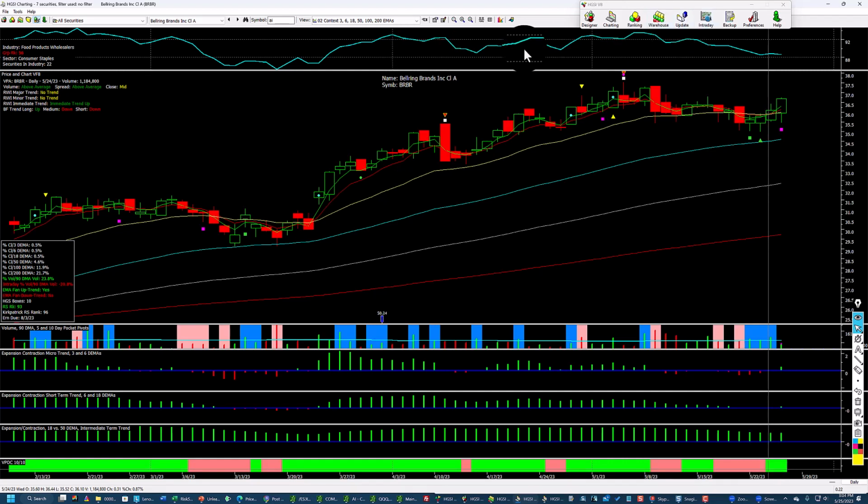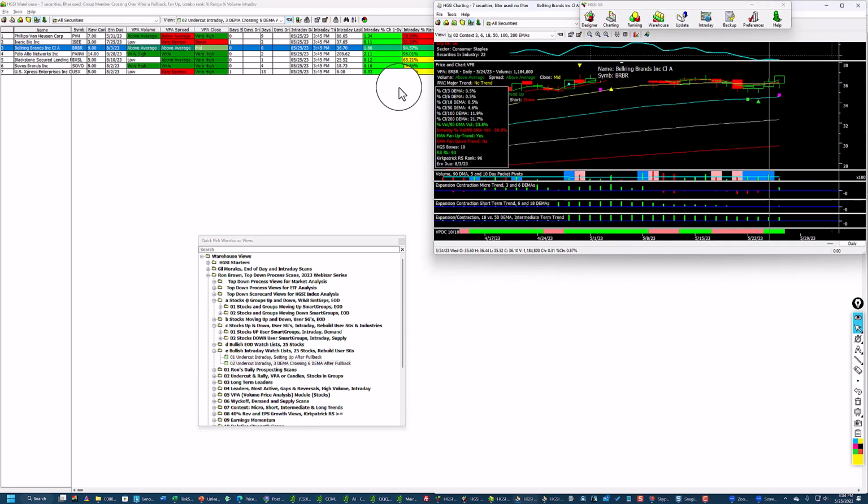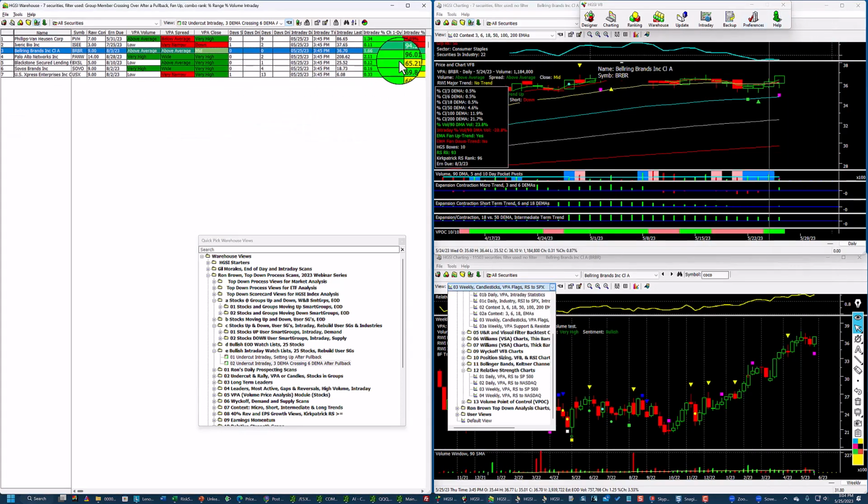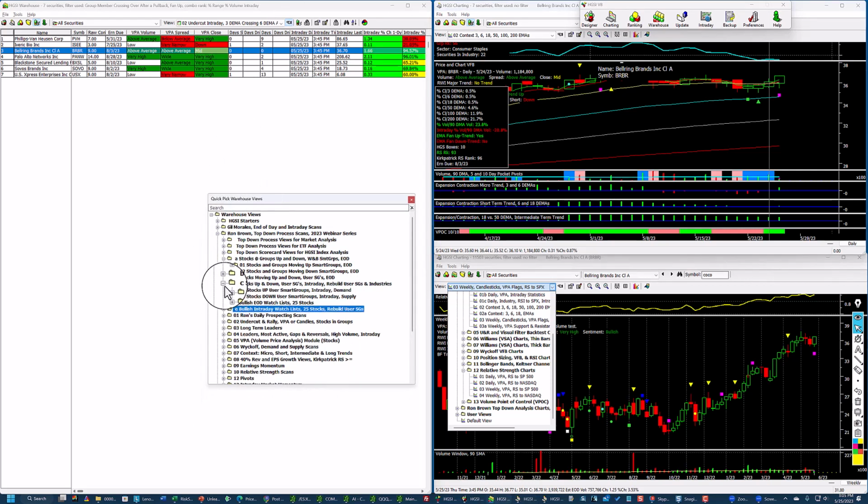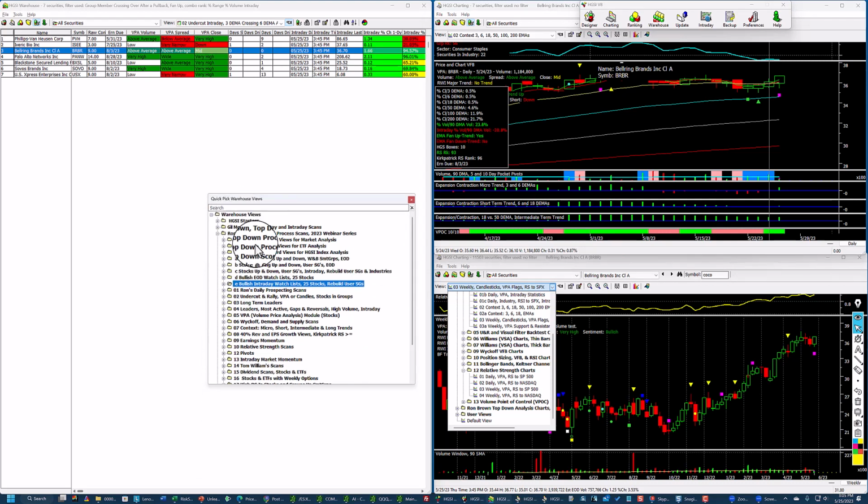BRBR is the symbol on this one. Okay, so I put those in. We'll cover these more in depth every week, but I want you to play with them and see what you think. And I'll try to come up with more ideas, but I think this is a really good start here. And then I'll take you through the whole top-down process maybe next week, looking at the market, ETFs, indexes, and then go through these stocks and groups.